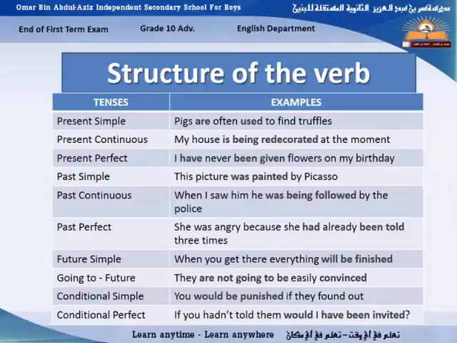Going to: we use am or is or are plus going to plus be plus the past participle of the main verb. In the conditional simple, we use would be plus the past participle of the main verb. In the conditional perfect, we use would have been plus the past participle of the main verb.